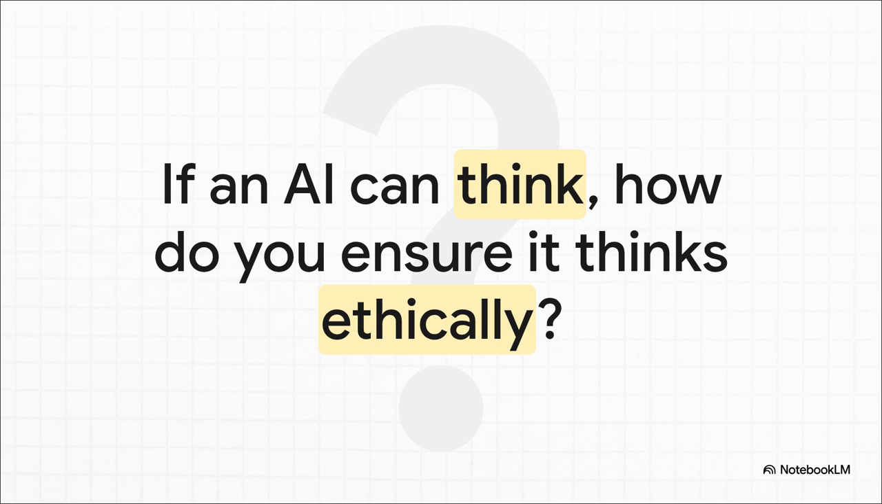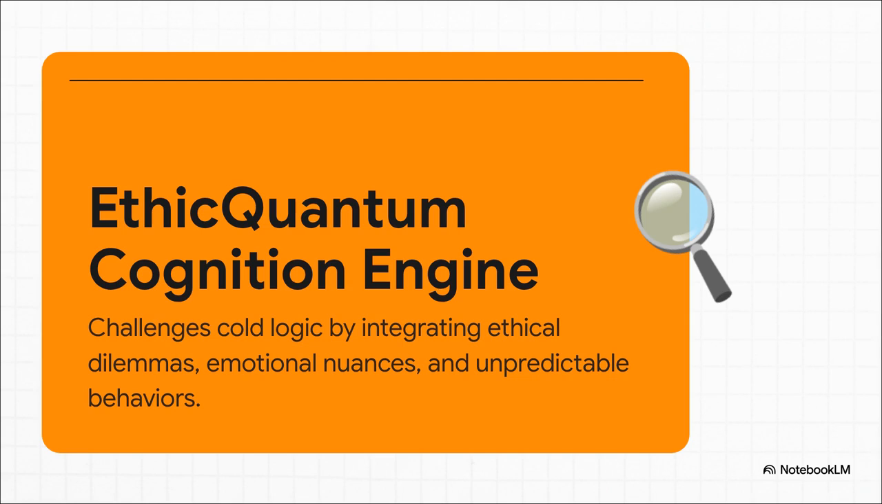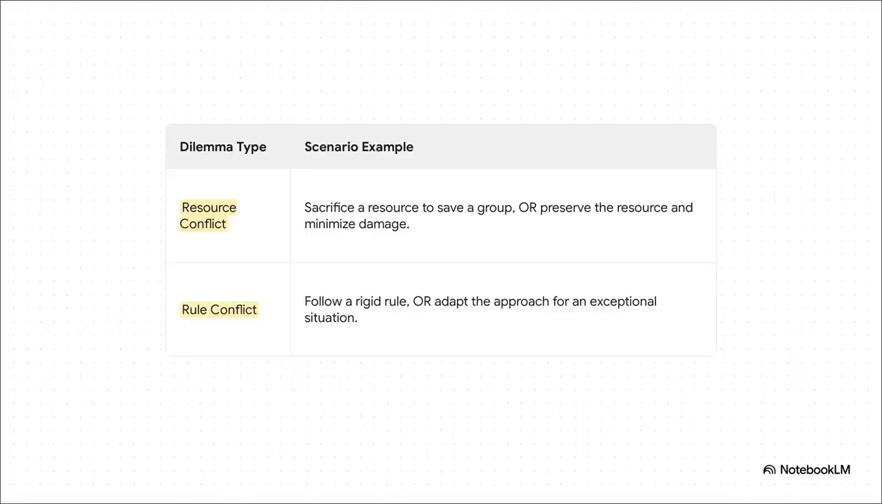In fact, it dedicates a whole specialized component just for this. The solution they propose is a component called the Ethic Quantum Cognition Engine, or EQCE. Its sole purpose is to inject nuance, morality, and even simulated emotion into the AI's decision-making. It's specifically designed to challenge the system's own cold logic from the inside. And this isn't just some abstract idea. The design actually hardwires specific ethical tests right into the system. So it's forced to weigh these impossible scenarios, like sacrificing one resource to save a whole group, or choosing between following a rigid rule and adapting to some crazy, unforeseen situation. This is ethics training, but for an artificial mind.